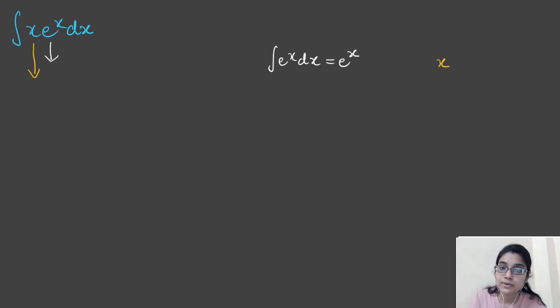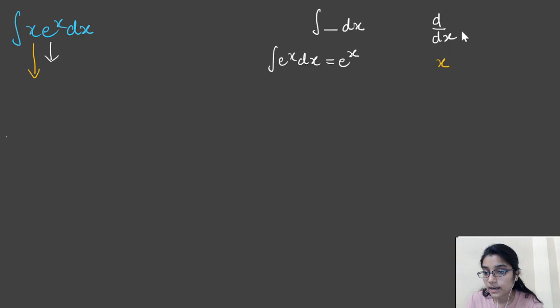Now what you have to do is keep running integration in the first column and differentiation in the second column. Until when? Until the second column becomes independent of x. Okay, I will repeat this in other questions also, just don't worry. So here once we integrate e raised to the power x, we will get e raised to the power x. If we differentiate x, we will get 1. It has become independent of x.